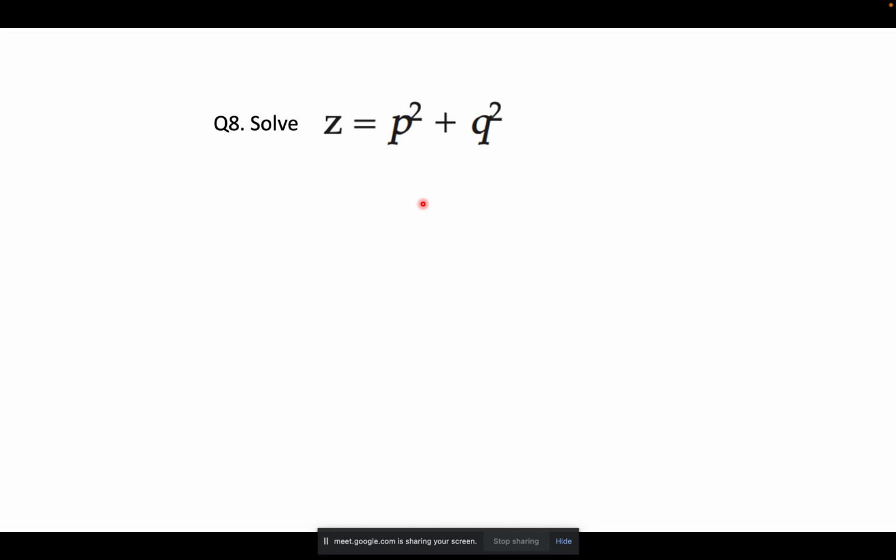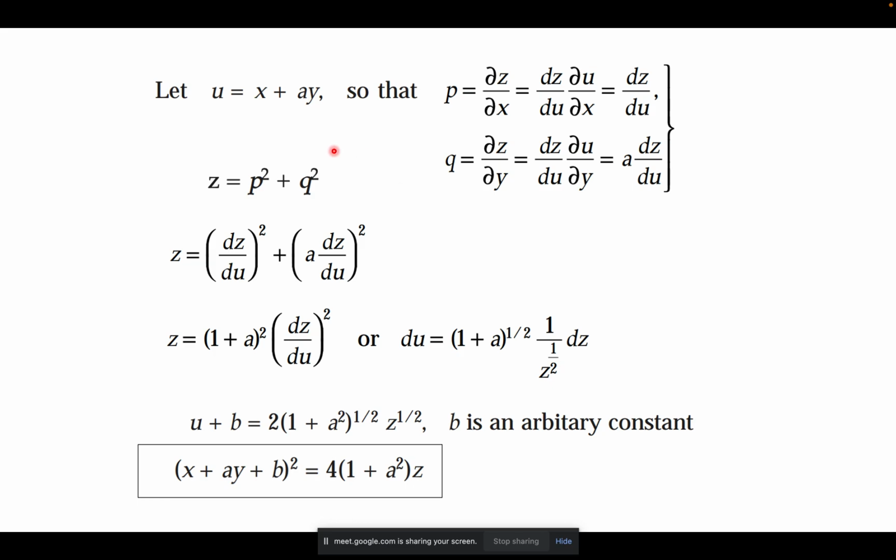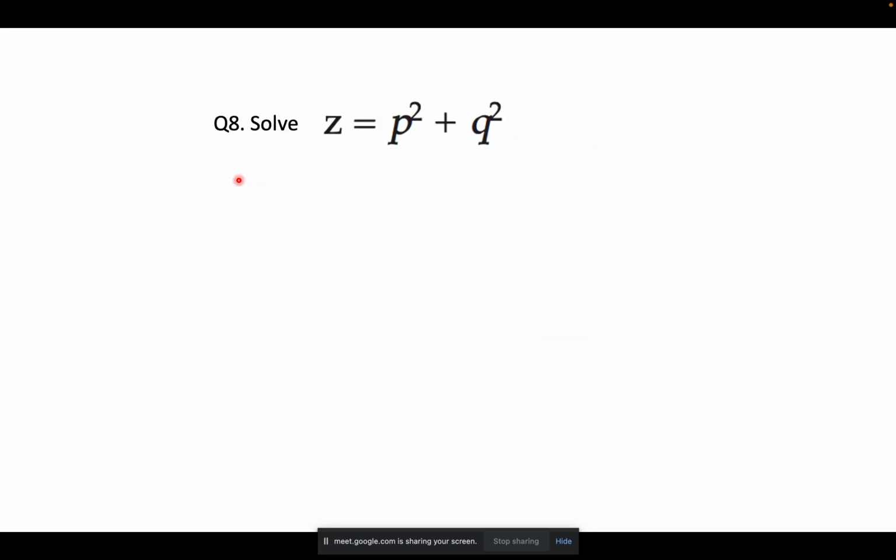So you have z is equal to p square plus q square, and you see now this function has p, q and z. So you will call it a nonlinear partial differential equation of the second standard form, right? So what you do first, you change the variable. You write u is equal to x plus ay as I told you, and then you calculate what is the value of p, right? The value of p is del z by del x, which can be expressed as del z by del u times del u by del x, and you will have p is equal to del z by del u. And again the value of q can be written as a times del z by del u, as I have shown you before. And now you take these values of p and q and substitute them in the given equation.